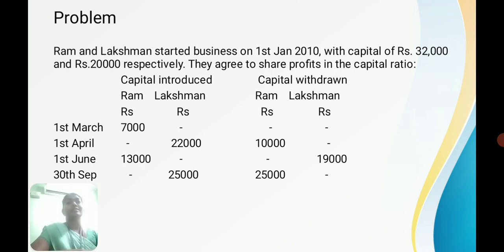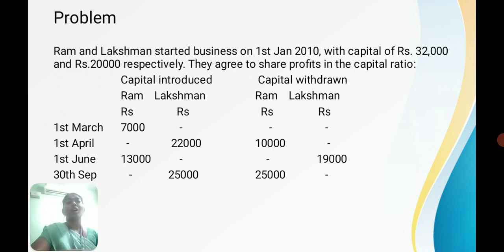Ram and Lakshman started a business on 1st January 2010 with a capital of 32,000 and 20,000 respectively. They agreed to share profits in the capital ratio. So the problem itself says that the share of profit is as per their capital ratio. Capital introduced is on one side and capital withdrawn is on the other side. Ram and Lakshman are the two partners. Opening capital is already given in the first line of the problem, that is 32,000 and 20,000.